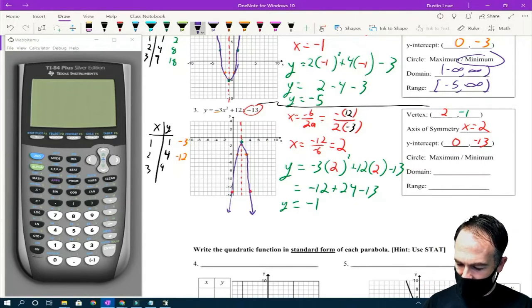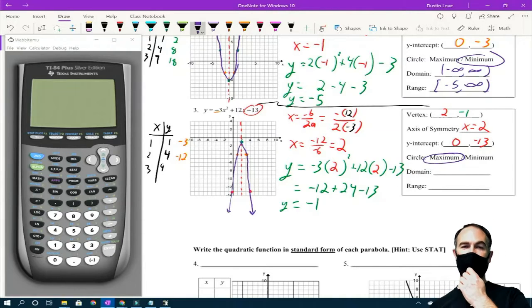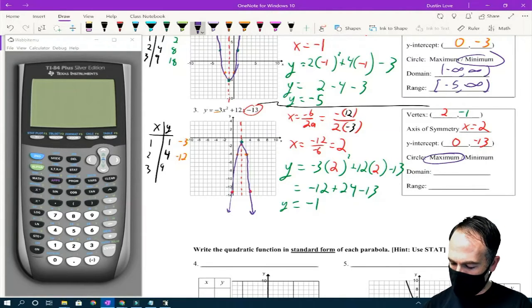This one looks like it is going to be a maximum because the vertex is at the top of the parabola. Domain, as always, is -infinity to infinity. Range, this time, the bottom side is -infinity. The top side is -1.